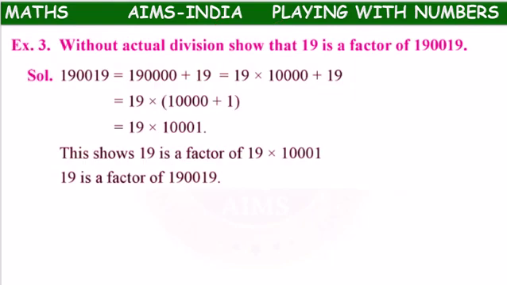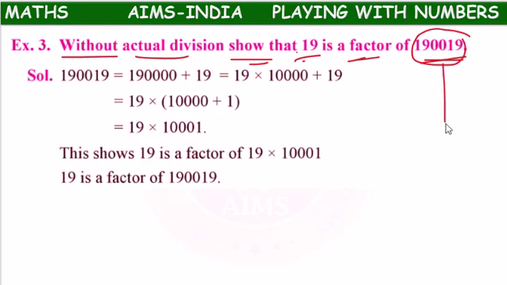Next. Without actual division, show that 19 is a factor of 190019. So we have to tell that 19 is a factor of this number. It means in this number 19 is present, or multiples of 19 are present. That we have to prove.